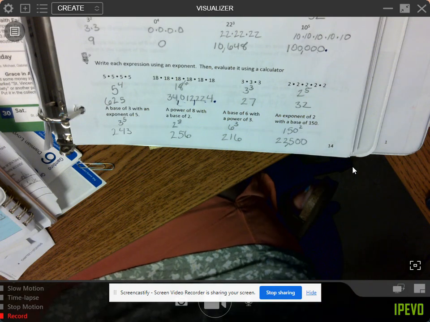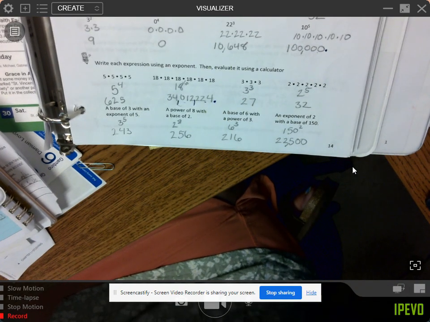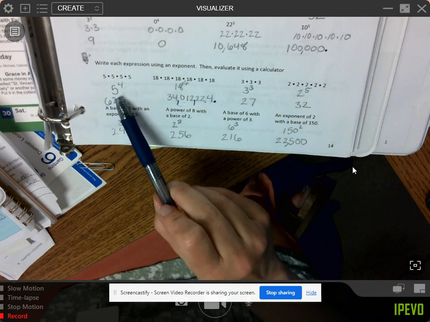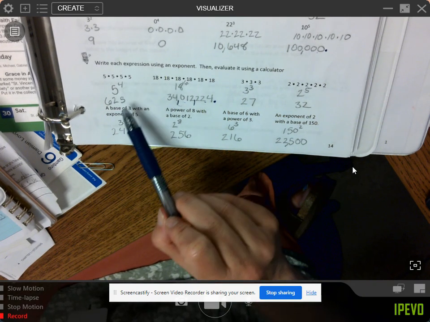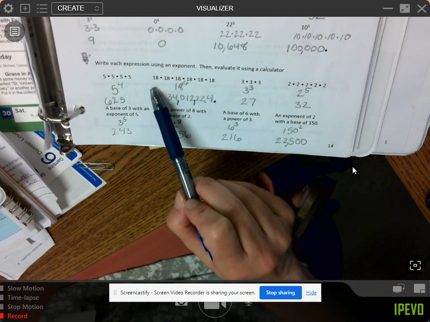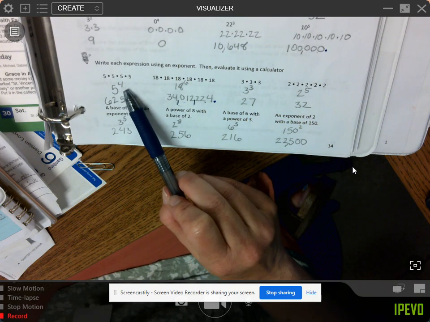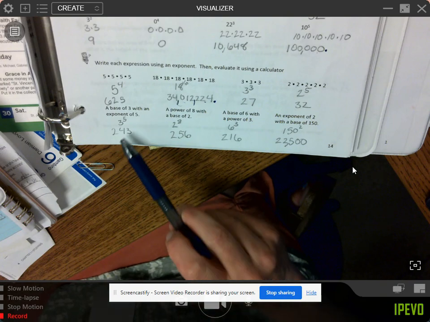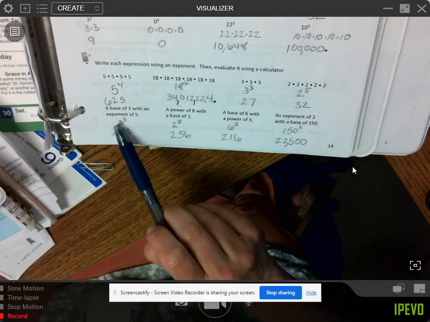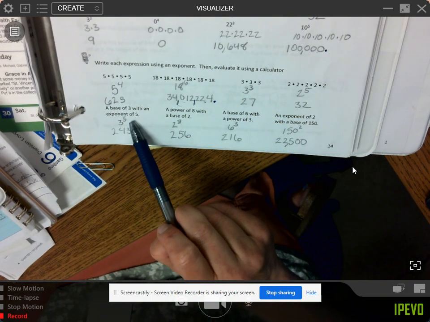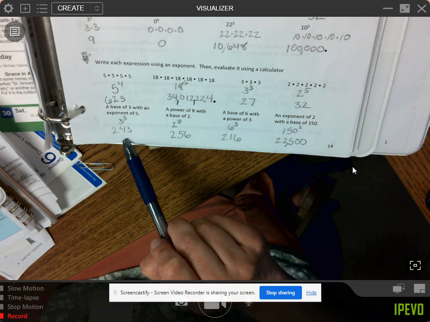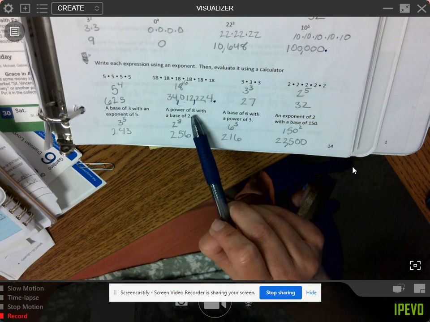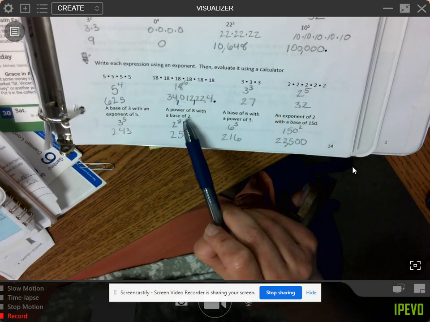Really making sure that you have a big base with a small exponent. We don't want the numbers to look like they're the same size. So really make it known that one is a power, an exponent, and it should be nice and small. On the bottom it says we need a base of 3, so big 3 with an exponent of 5. That is 243.